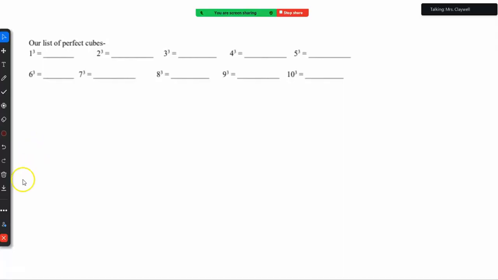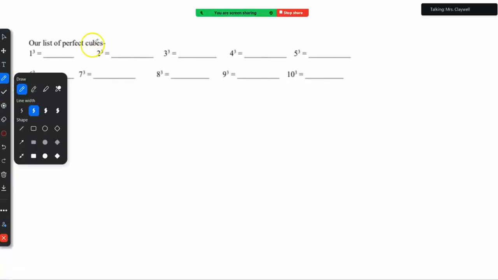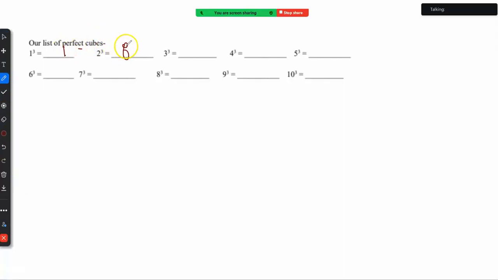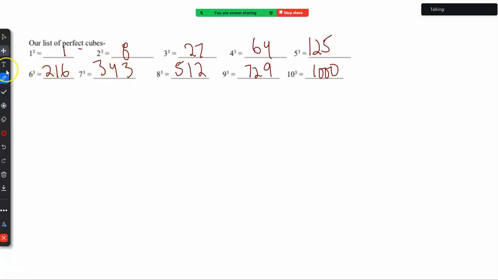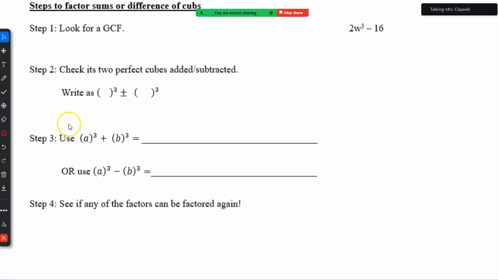So I'm going to take a second and list all your perfect cubes. You can use a calculator if you need to. And we're going to keep those in mind as we work through this.